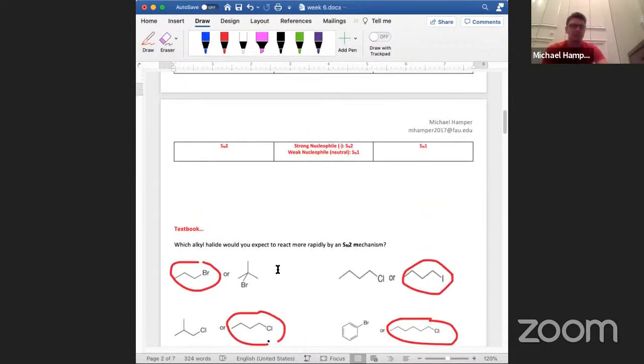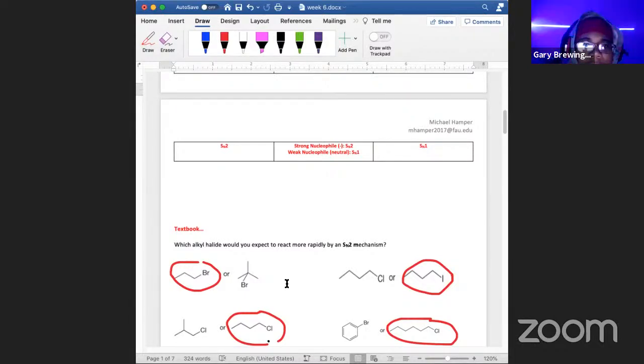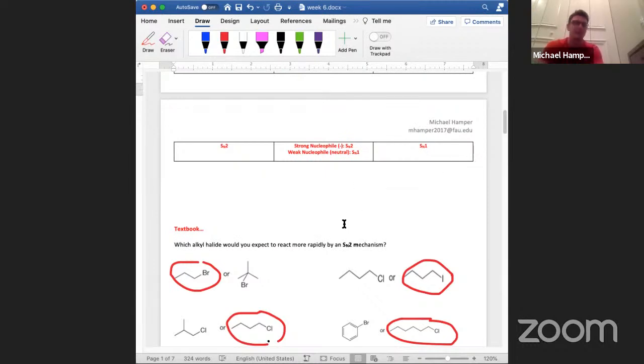So here, I already have circled the answers, but I'm going to ask you why. Via an SN2 reaction, why is the one on the left, the top left problem, more rapid? Because there's less blockage. People in the chat are saying primary. That's all you need to know. So again, look at that chart I put in the chat, week 6. That chart will tell you. SN2 reactions happen faster in a primary substrate, which this one is.